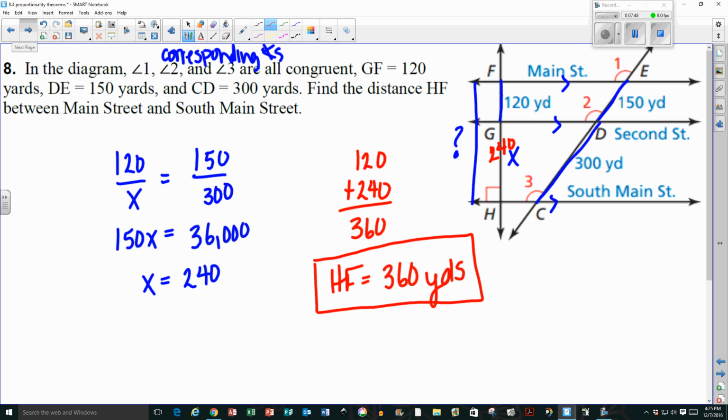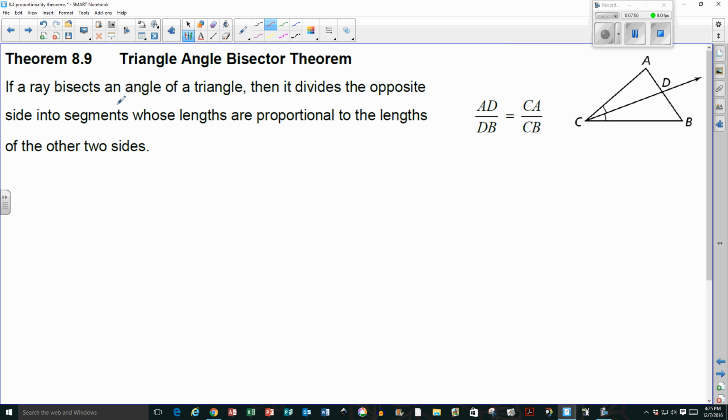And our very last one is the triangle angle bisector theorem. So please make sure you're listening to what I am saying. If you have an angle bisector, it cuts the angle in half. It does not cut the triangle in half. So make sure you make note of this.